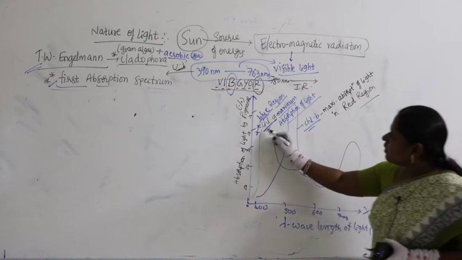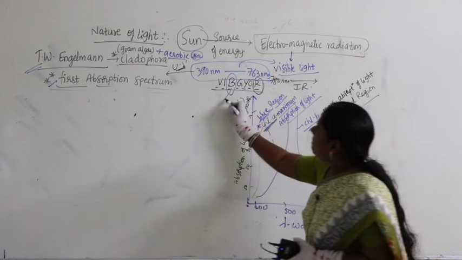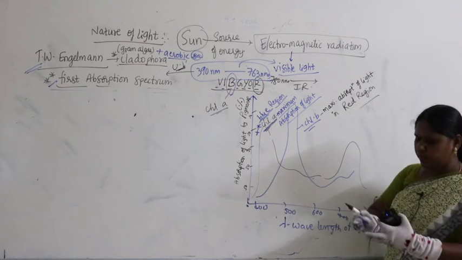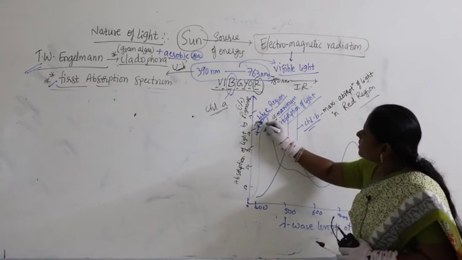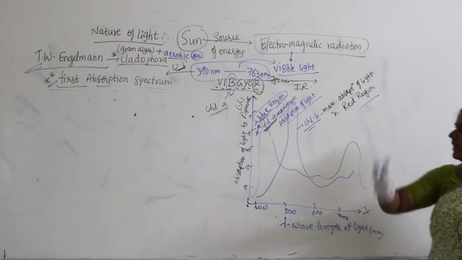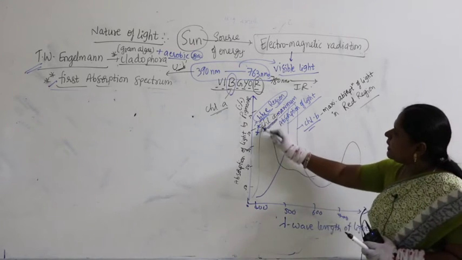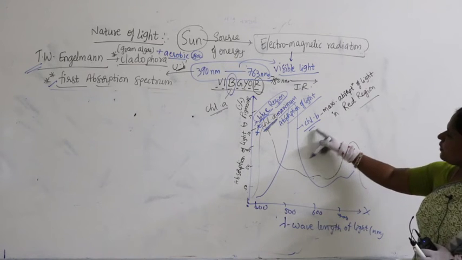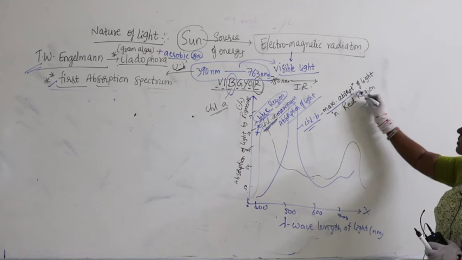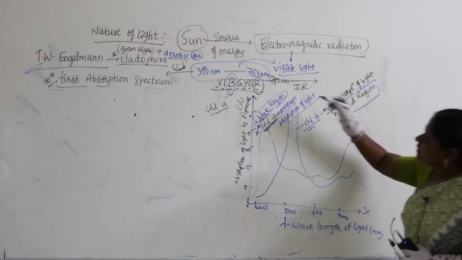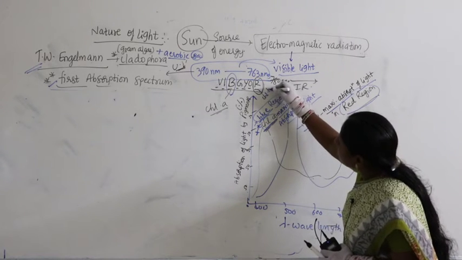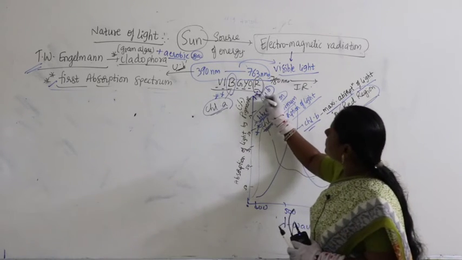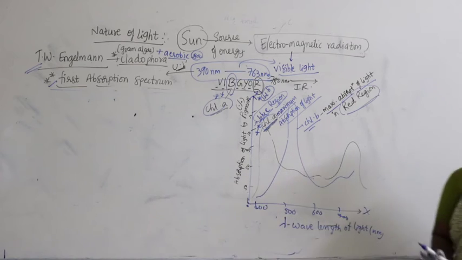So here chlorophyll A shows maximum absorption of light in the blue region. That's very important. Maximum absorption of light means more light is absorbed by chlorophyll A in which region? Blue region. Then chlorophyll B shows maximum absorption of light in the red region. So these two are very important points. I hope you got it.